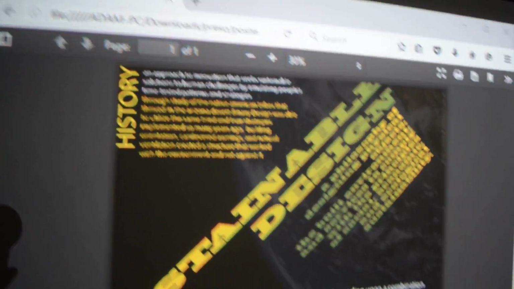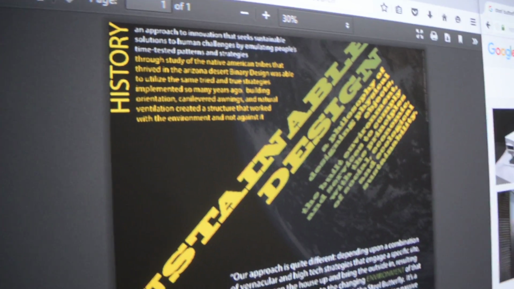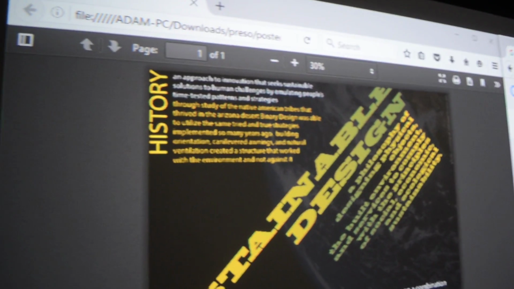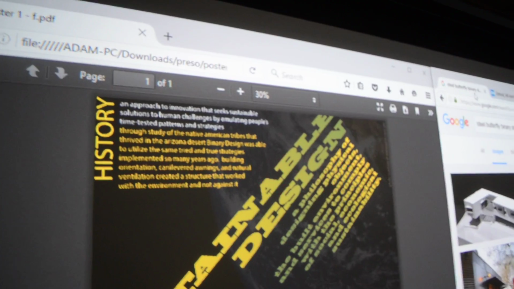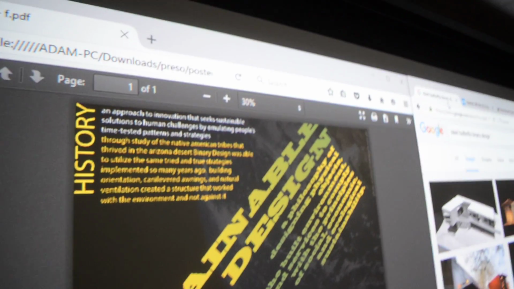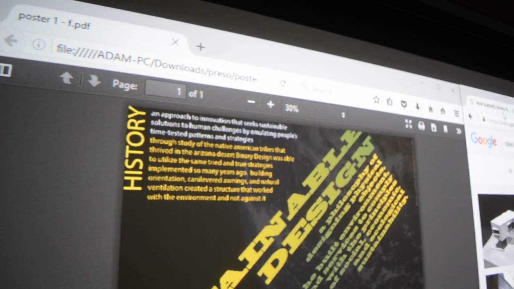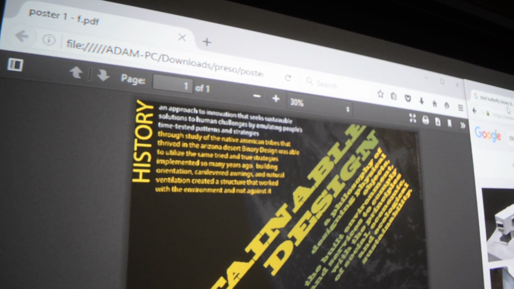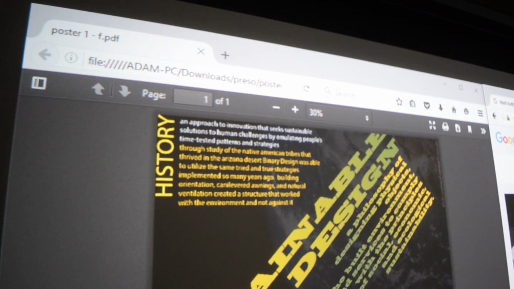To go back to the history portion, Binary Design looked at the Native American tribes that lived in the desert many years ago and kind of looked at what they were doing at the time to make their buildings. Obviously, they weren't trucking in loads of wood. They were utilizing the materials that were there, more of the mud homes that we're used to when we think of desert dwellings.